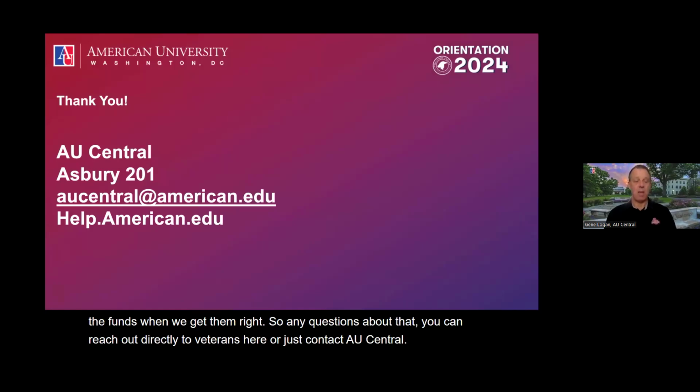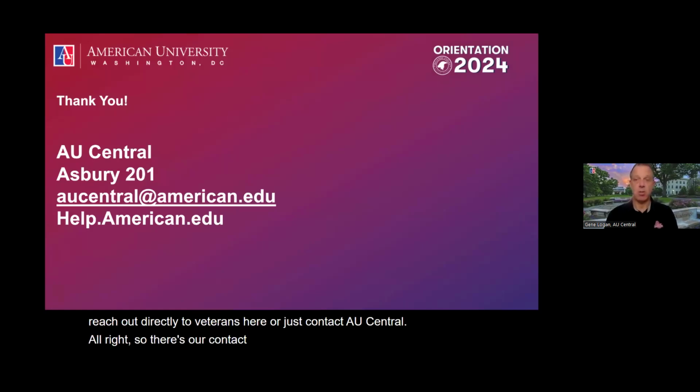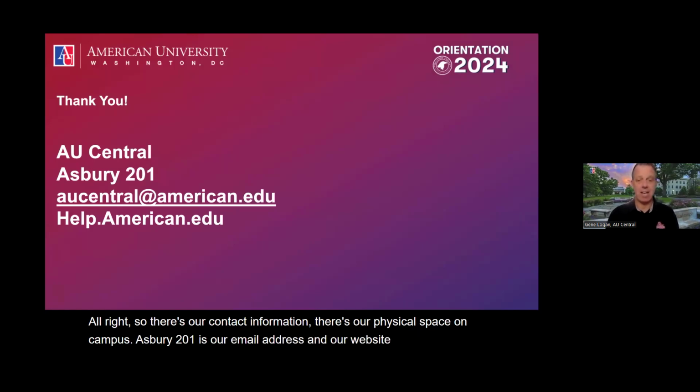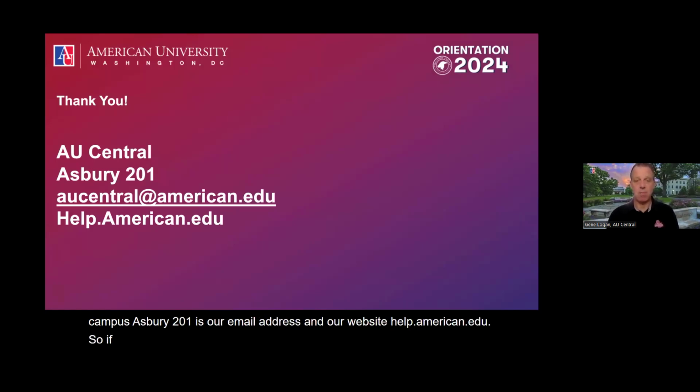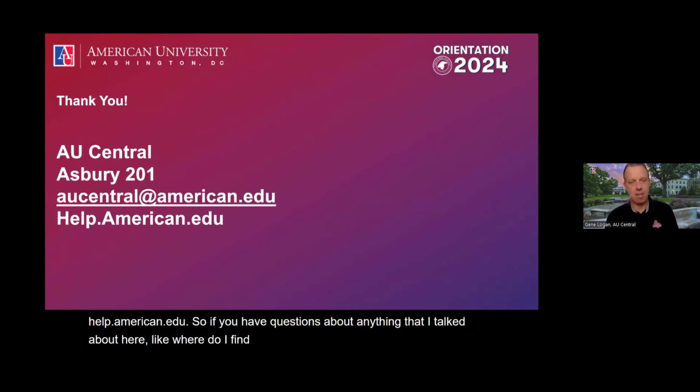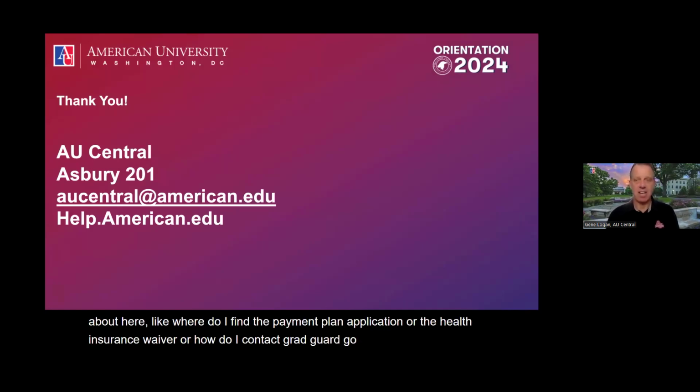All right, so there's our contact information. There's our physical space on campus, Asbury 201. There's our email address and our website, help.american.edu. So if you have questions about anything that I talked about here, like where do I find the payment plan application or the health insurance waiver, or how do I contact GradGuard, go to help.american.edu. You can just type in a keyword and it'll bring you right to it.